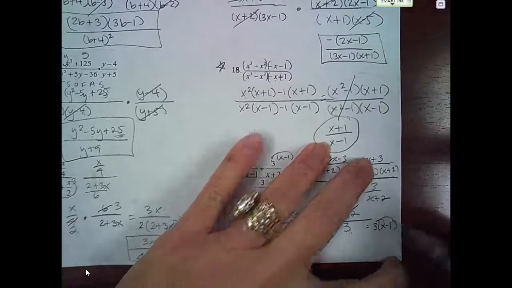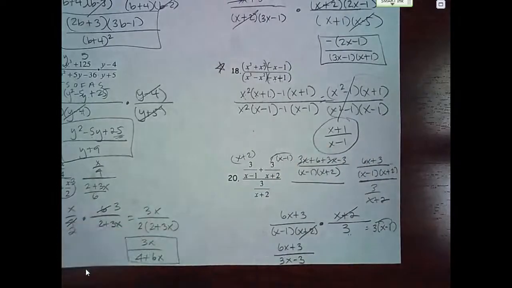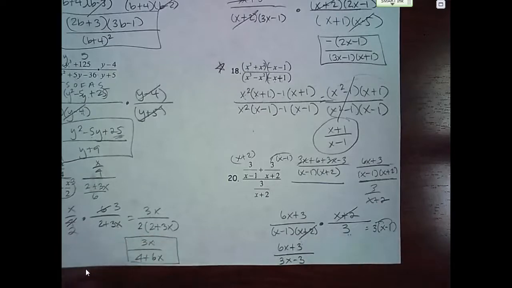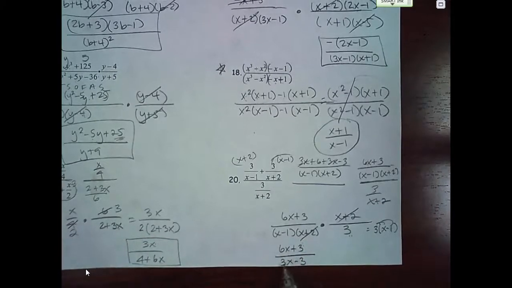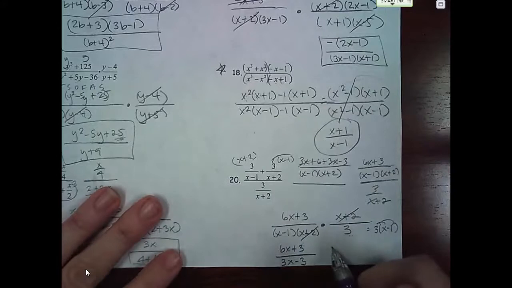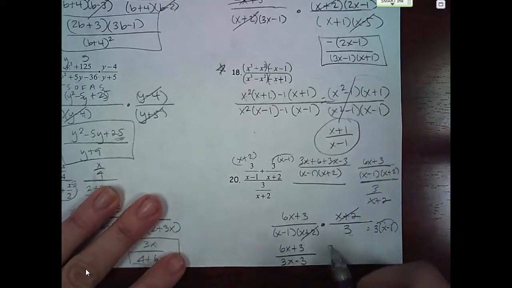So if you clean that up, you have this. Okay, now this does not cancel, right? But what does happen is each of these, I could take a 3 out, right? So I can reduce it, can't I? So you end up with, if you take a 3 out of here, you get 2x plus 1 over x minus 1.